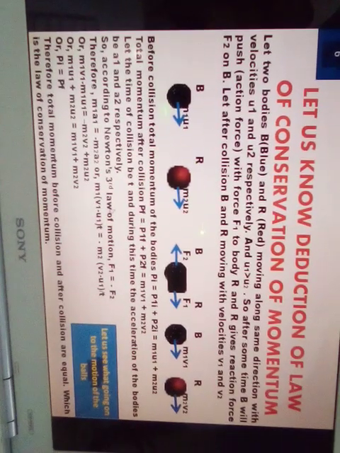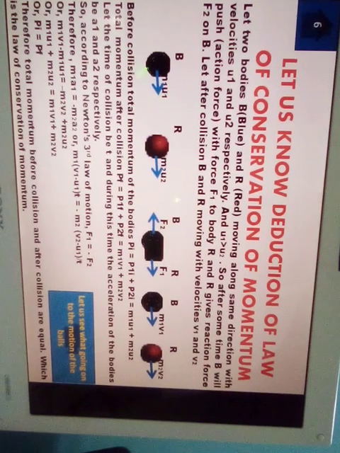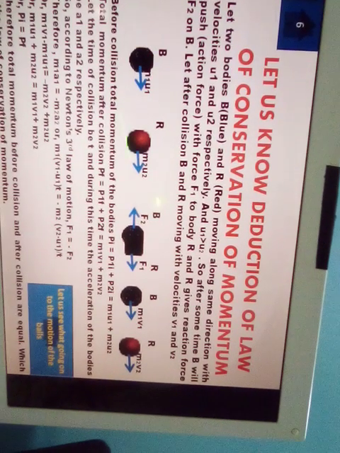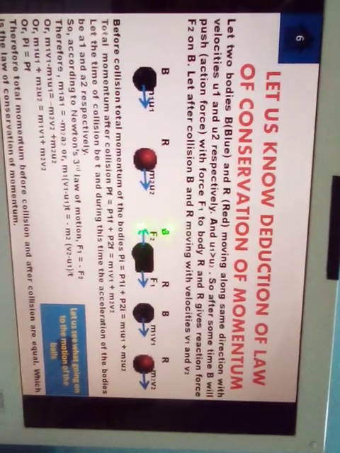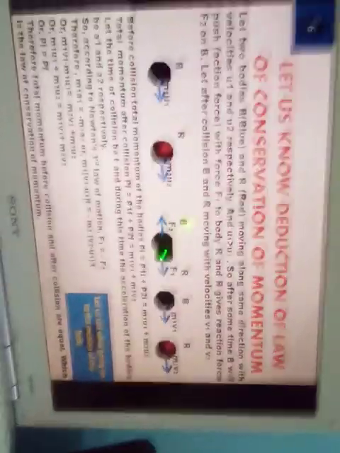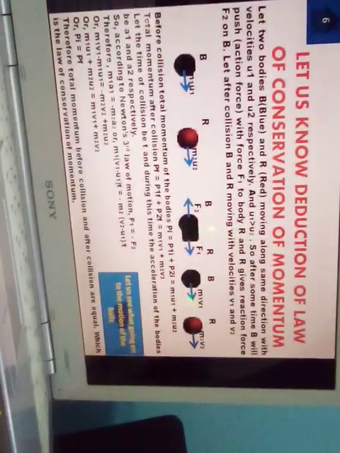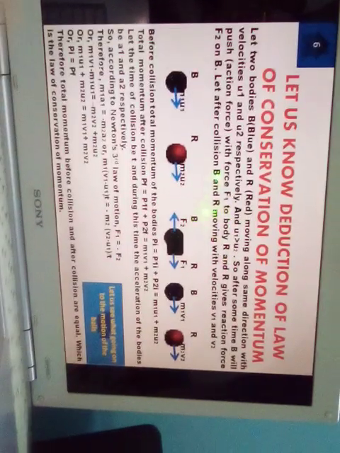If the velocity of the first ball is more than the second ball, then after some time they will collide. During collision the blue ball gives an action force F1 to the red ball, and at the same time the red ball gives a reaction force F2 on the blue ball. Let the action-reaction time be t. After that they will move with different velocities v1 and v2. The blue ball is moving with velocity v1 and the red ball with velocity v2. So what is the law of conservation of momentum?